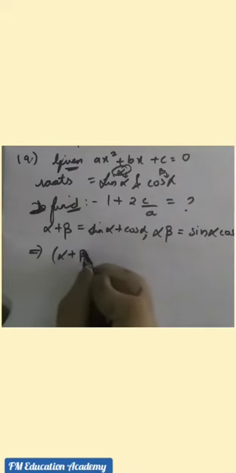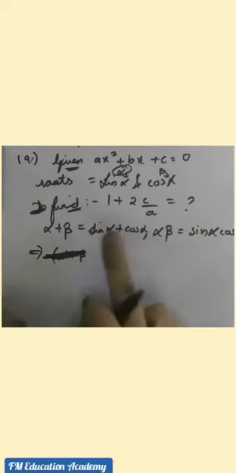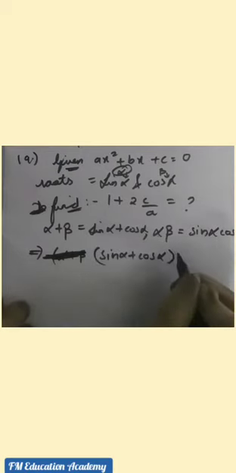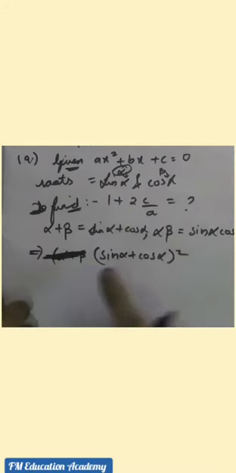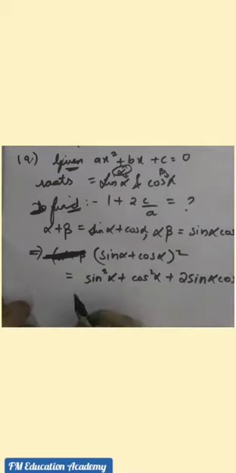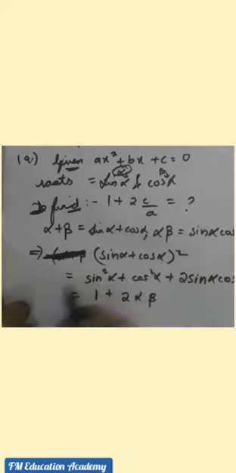Square this value, sine alpha plus cos alpha whole square. So it is of the form a plus b whole square. What is a plus b whole square? A square, that is sine square alpha, plus b square, that is cos square alpha, plus 2 into ab, 2 into sine alpha into cos alpha. Sine square alpha plus cos square alpha is 1, plus 2 into sine alpha into cos alpha, which is alpha into beta. And sine alpha plus cos alpha is alpha plus beta.